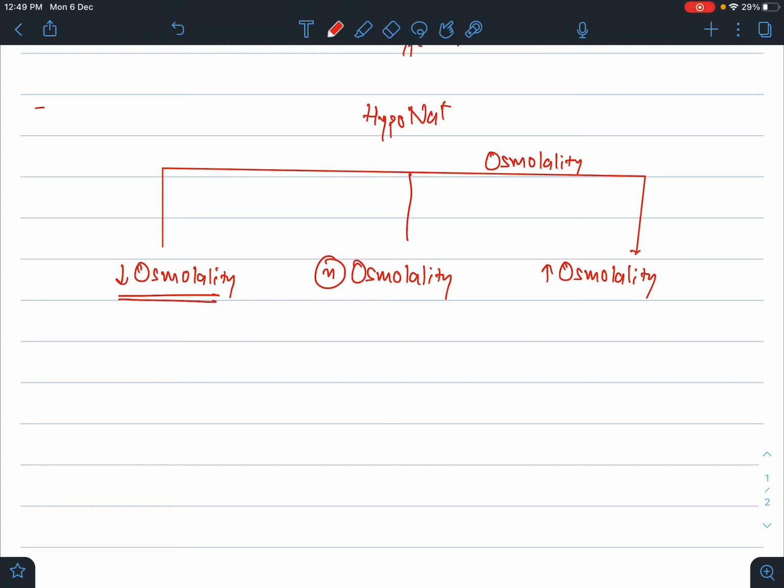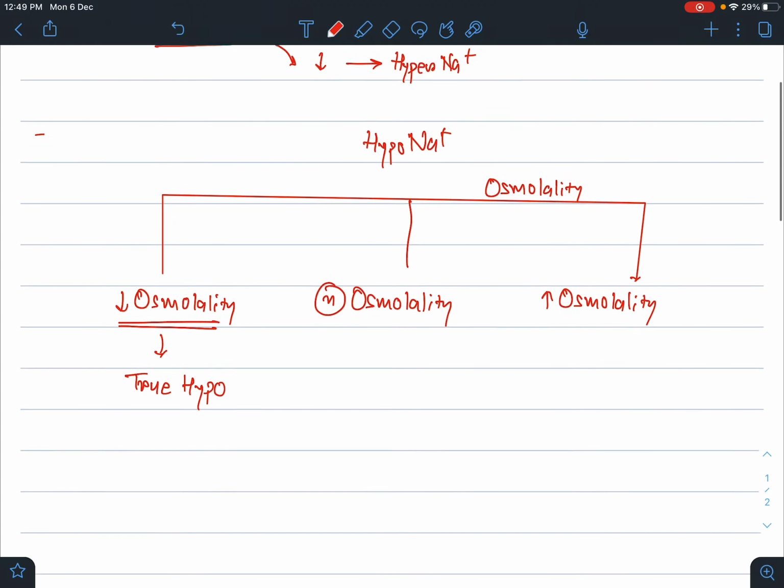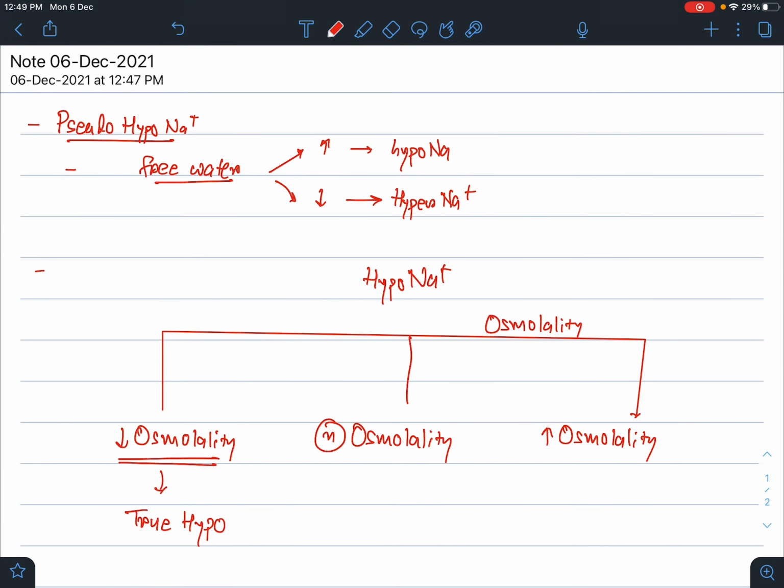Now hyponatremia with decreased osmolality is what we call a true hyponatremia, because based on a lower sodium level we expect that osmolality should be low. Why do we think like that? Because the equation of osmolality says it is 2 times sodium concentration plus glucose concentration over 18 plus urea concentration over 2.3.